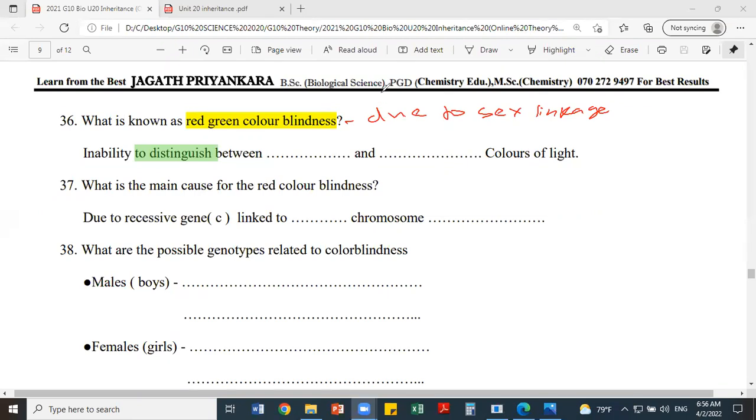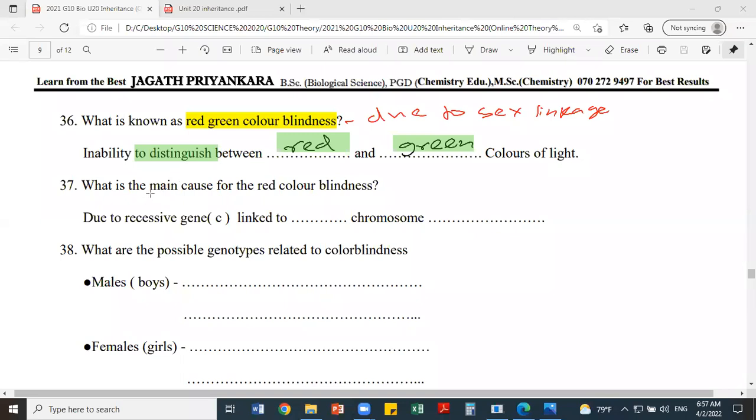Okay, then I'll write here: inability to distinguish between red and green colors of light. It's a kind of optics lesson in grade 11. I'll explain about this. There's a little bit of physics under this also. Make it simple: red, green, colors.